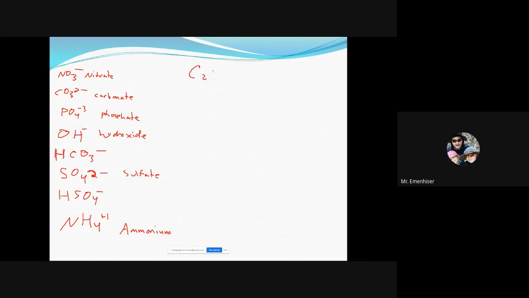Acetate is C2H3O2. Sometimes it's written as CH3COO. Okay, so that's a COO. So that's acetate. It's a very common molecule. And I'm just doing these off the top of my head. Sulfate. We got a sulfite, which is an SO3. So sulfite. We got a phosphite with the -2.